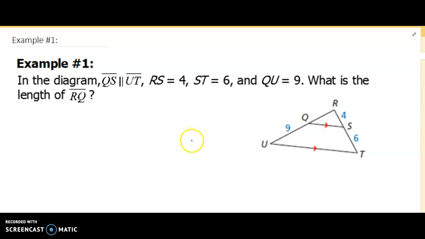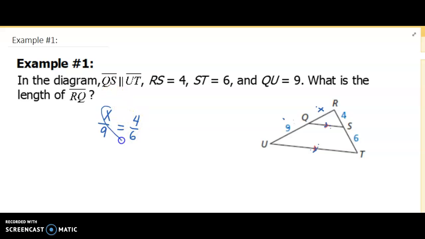All right, so let's do example 1 here. It tells us that QS and UT are parallel, and then it gives us these lengths here. We want to find the length of RQ, so I'm just going to call it x. Now, since these two are parallel, I know that we can set up a proportion. So I can say x over 9 equals 4 over 6.